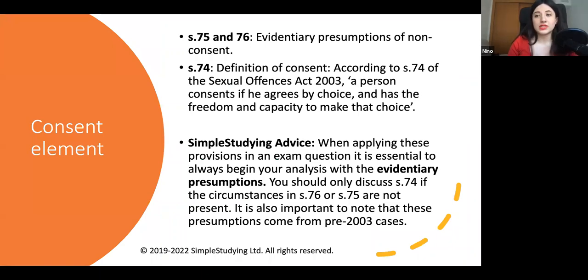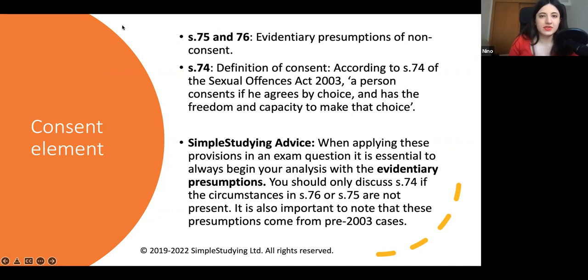The most important thing in criminal law sexual offenses is that you understand the consent element, because this is the most difficult one. After identifying the most relevant section from the Sexual Offences Act, you need to apply Section 75, 76, or 74 to discuss whether or not there was consent. So this is the most important element. If the victim consented, then that is a defense, unless it was a minor.